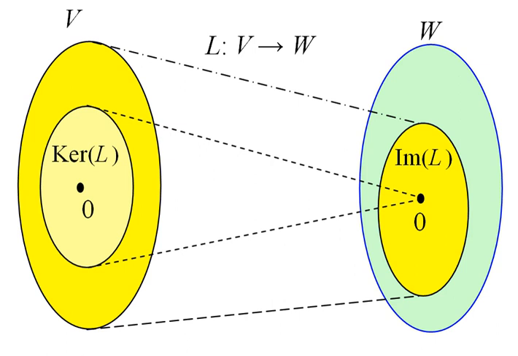In functional analysis: if V and W are topological vector spaces and W is finite dimensional, then a linear operator L: V → W is continuous if and only if the kernel of L is a closed subspace of V.